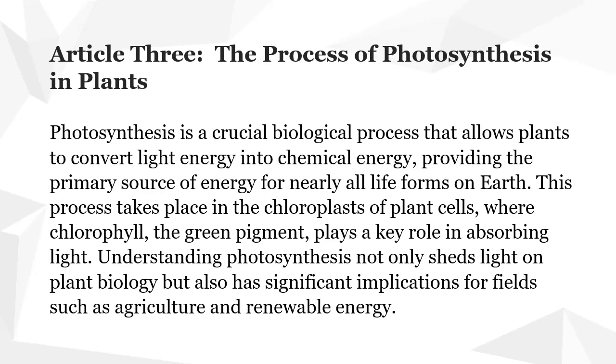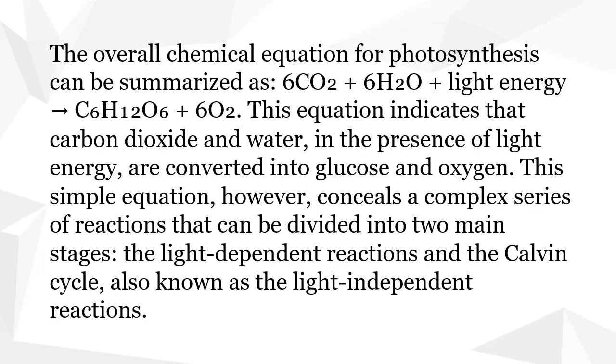Understanding photosynthesis not only sheds light on plant biology, but also has significant implications for fields such as agriculture and renewable energy. The overall chemical equation for photosynthesis can be summarized as 6CO2 + 6H2O + light energy → C6H12O6 + 6O2. This equation indicates that carbon dioxide and water, in the presence of light energy, are converted into glucose and oxygen. This simple equation, however, conceals a complex series of reactions that can be divided into two main stages: the light-dependent reactions and the Calvin cycle, also known as the light-independent reactions.